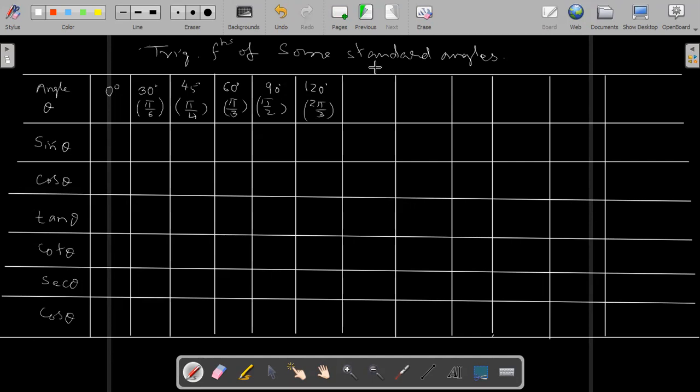If you want to convert, if you forget, suppose, how will you write 135 degree in pi? So what will you do? 135, you will multiply by pi and divide by 180 degree, and then solve it. You will get 3 pi by 4. So 135 degree can be written as 3 pi by 4.